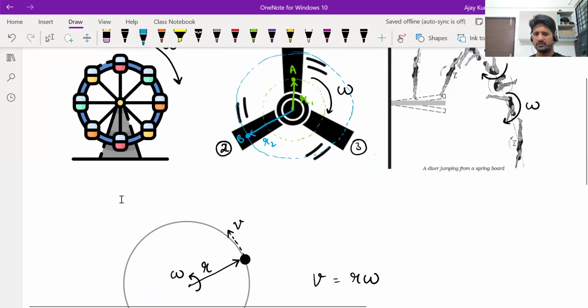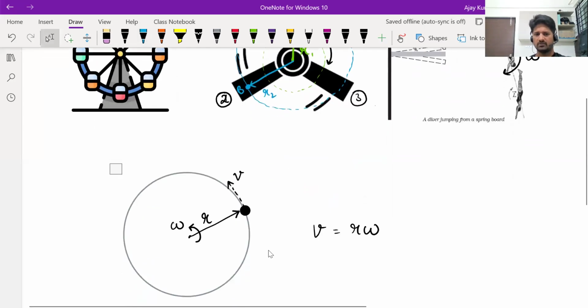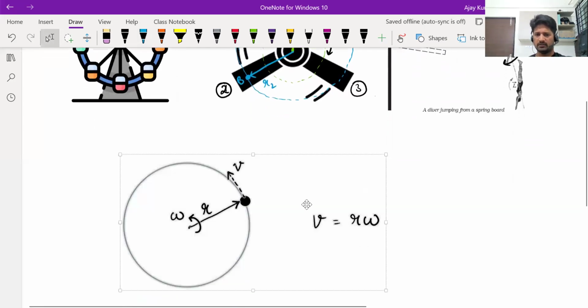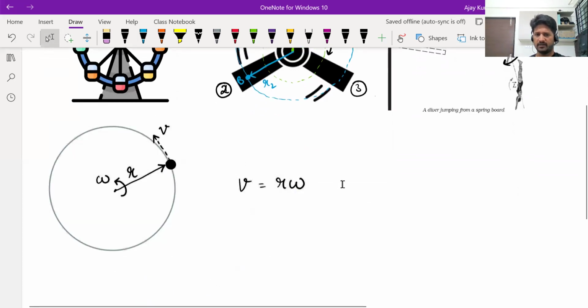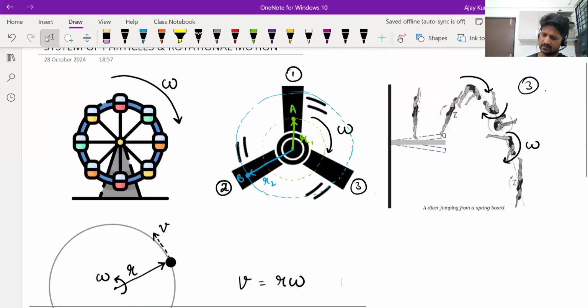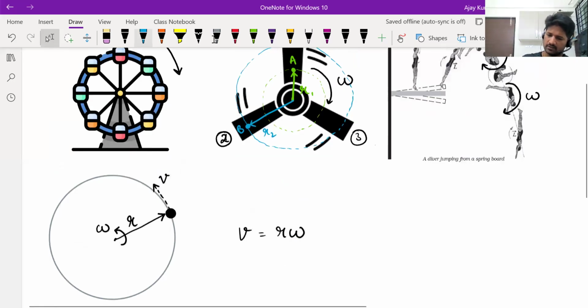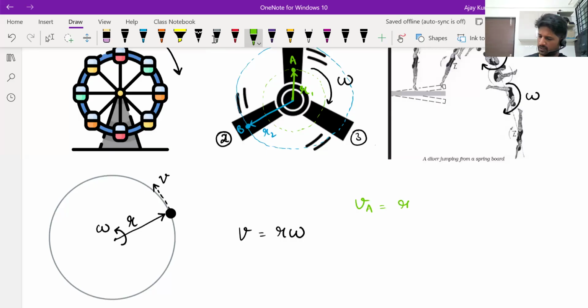Now they are moving in circles, and we know that in circular motion, V is equal to r omega. That's how the linear speed and angular speed are related. So we can say that the speed of the particle A is equal to r1 multiplied with omega, and the speed of the particle B is equal to r2 multiplied with omega. And r1 is smaller than r2. So the speed of A will be less than the speed of B.